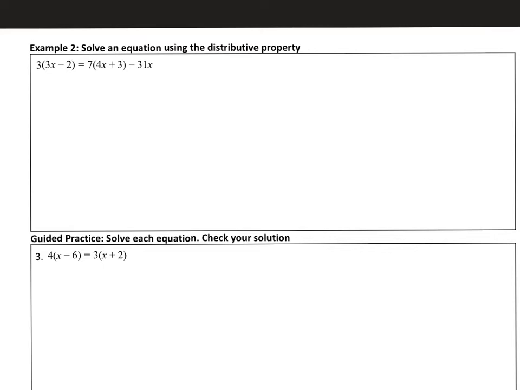So what I'm going to do first is simplify both sides of this equation in example 2. I'm going to partly use the distributive property for that. So on the left-hand side, I am going to distribute 3 through that side. So that becomes 9x minus 6 equals, and then I distribute on the right-hand side. 7 gets distributed just through that parentheses, so that becomes 28x plus 21, and then we can't forget about that negative 31x on the end. 31x, not 3x, 31x.